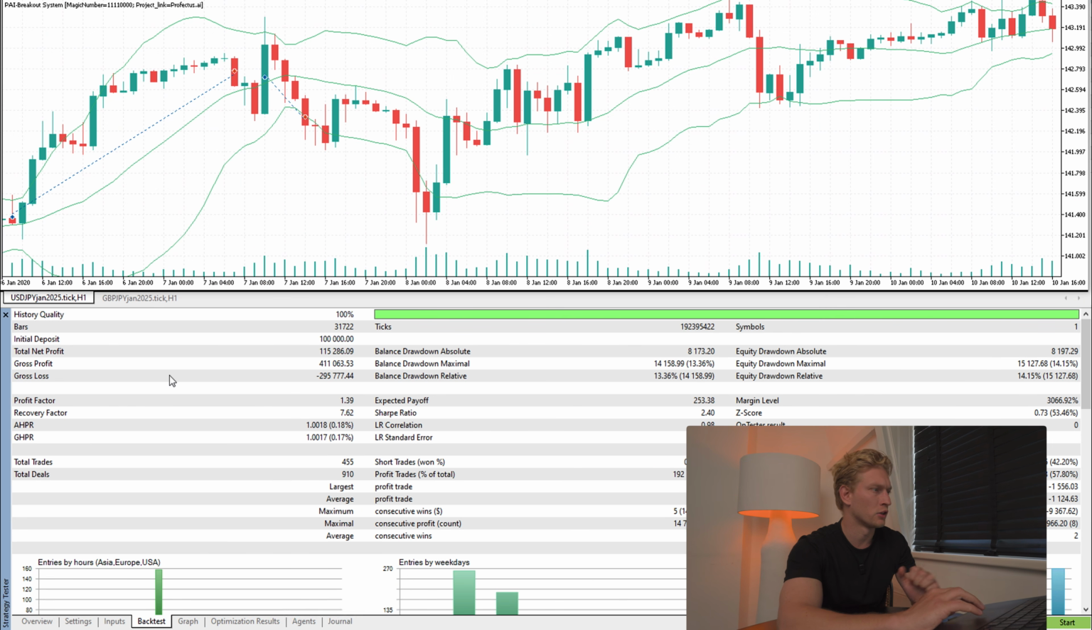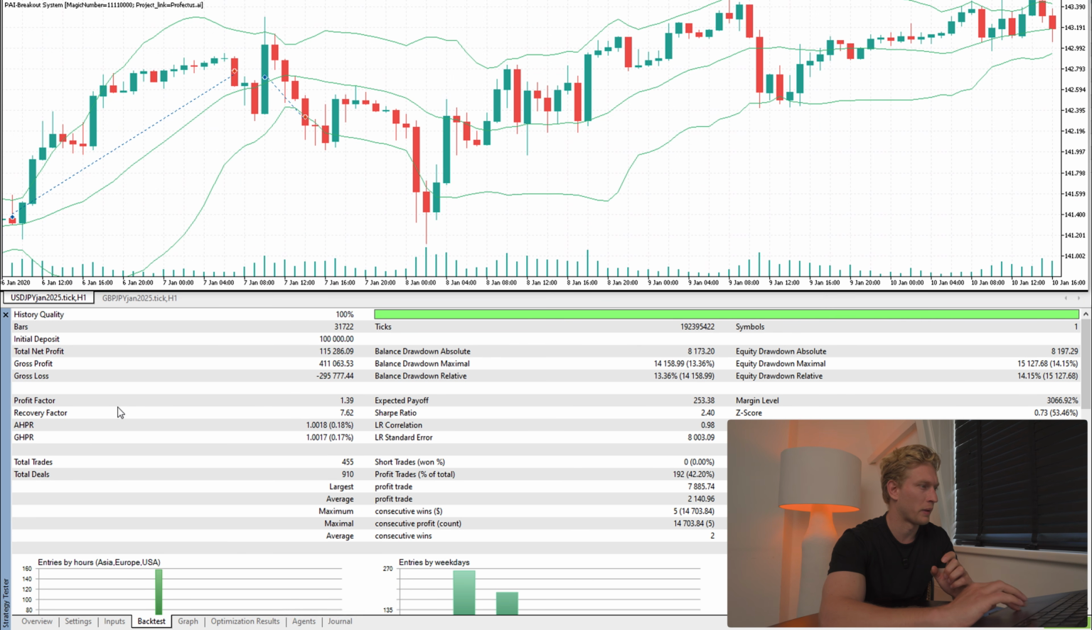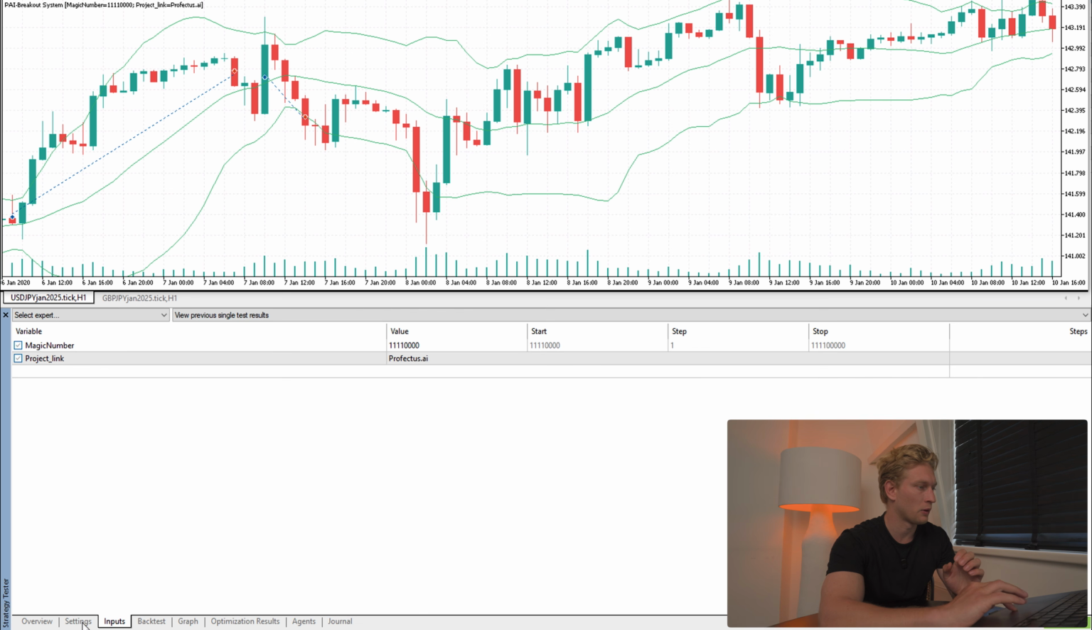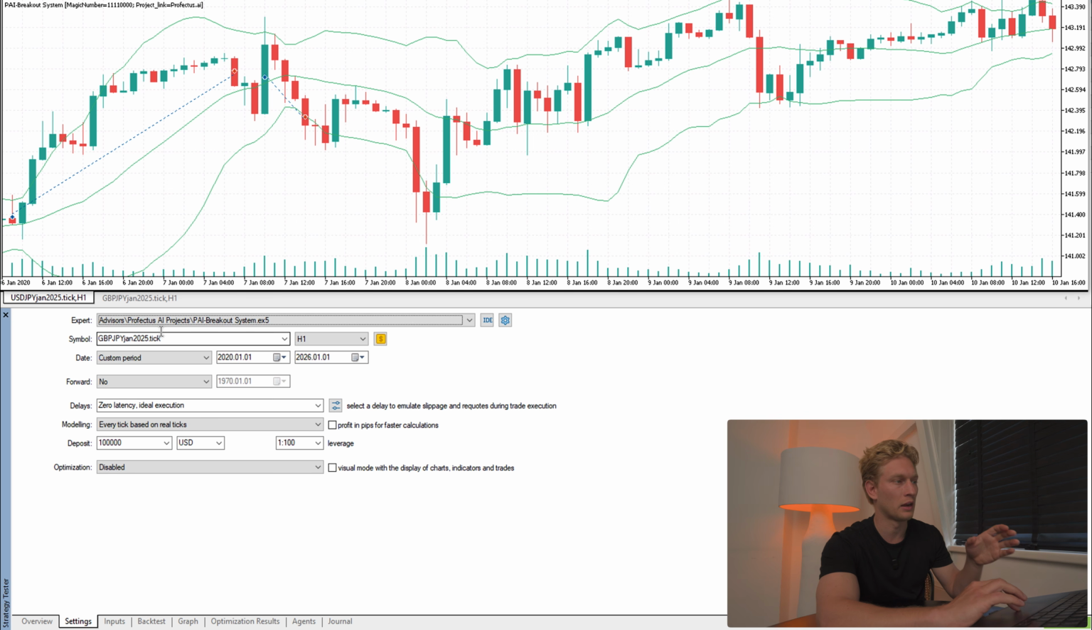All right, before we can analyze anything, we need to have a backtest report. So what I did was take a template algorithm and backtest it for you guys. I backtested this on dollar yen and pound yen, and I'm going to show you the results and how to analyze this as a professional. First of all, here we are in MetaTrader. You can see I have a backtest report here and I ran these settings. So pound yen, I uploaded the template strategy. You can download it below if you don't have it yet.